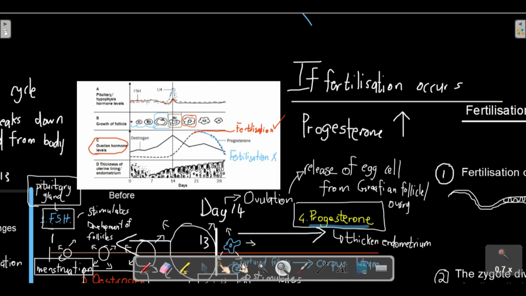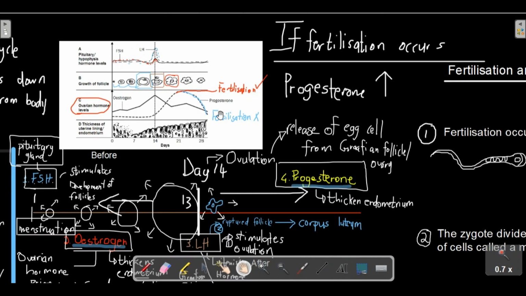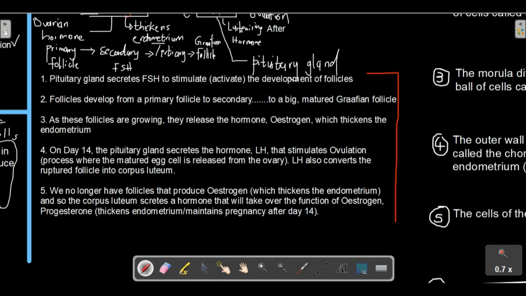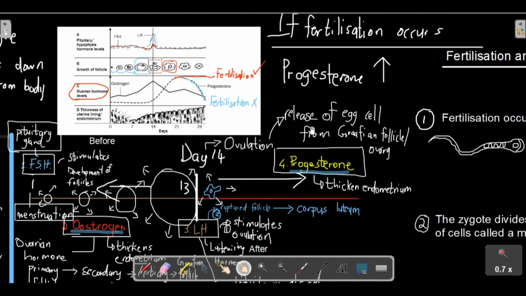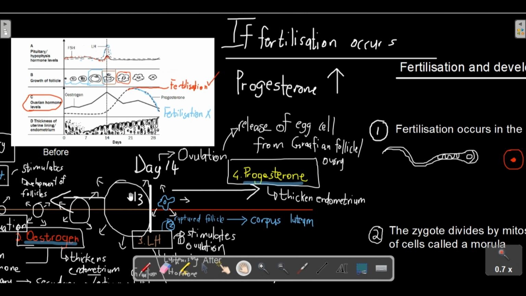So it should make sense. You should be able to analyze these graphs. Everything that I've written here is everything that I've explained, so we don't have to go through that again. Now let's take a look at what happens after fertilization.